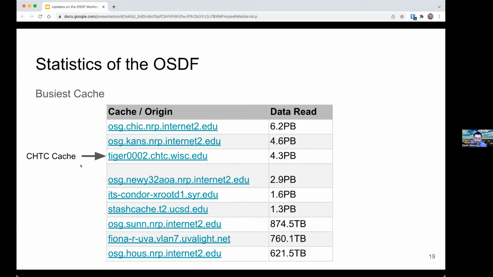So some quick statistics of the Open Science Data Federation. For the busiest cache, in the last year, Chicago's Internet2 cache was the busiest cache with 6.2 petabytes of data transferred in and out. Kansas was second. This Tiger one is the CHTC cache. It comes up as one of the hosts. Then you go on down the list. You see Syracuse, UCSD. UVA Lite, I believe that is in Amsterdam. That's mostly a LIGO cache for Europe.